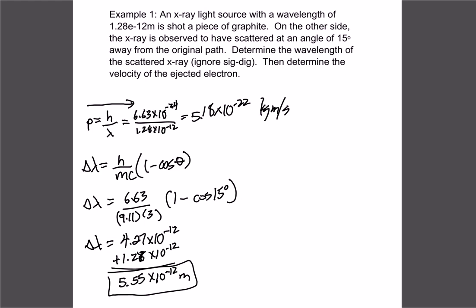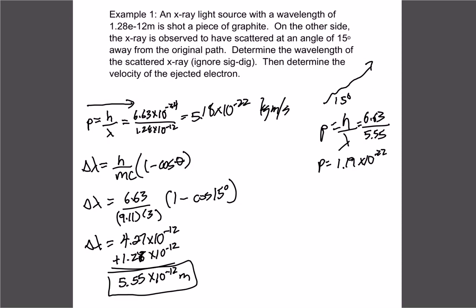So we have our 5.18 going in. Remember, this one is going to scatter at 15 degrees. Now we can calculate that momentum the same way. So we go h divided by our answer. That gives us our 6.63, and we're going to divide this by our 5.55. If we do that on our calculator, we get a momentum of 1.19 times 10 to the negative 22.